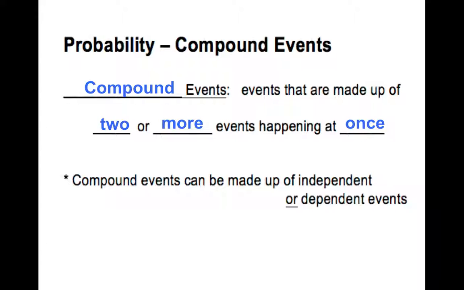So for example, the probability that you would wear a hat and your favorite shoes the same day. It's kind of two events going on at once. Compound events can be made up of independent or dependent events. These are two of the most important words in probability. Let's make sure we understand them through the examples that are coming up. At any time, pause to think about what we're talking about or to take notes if it's moving too fast.